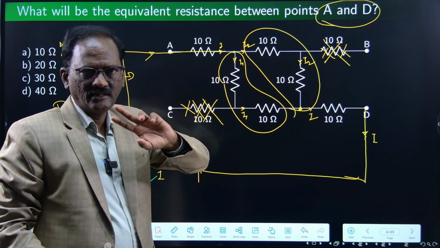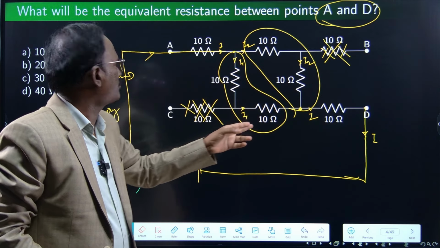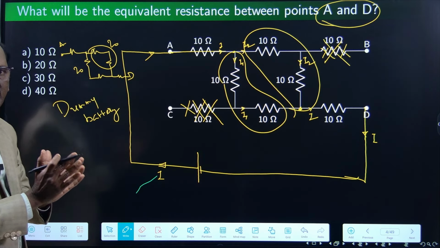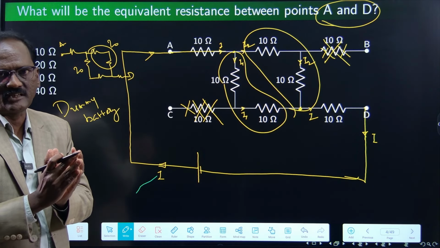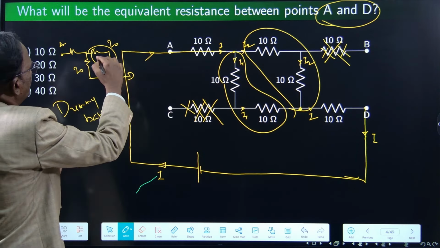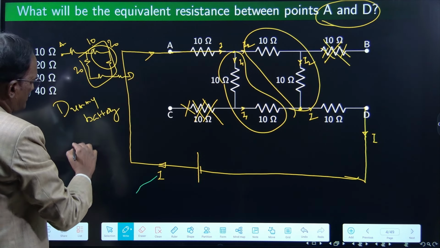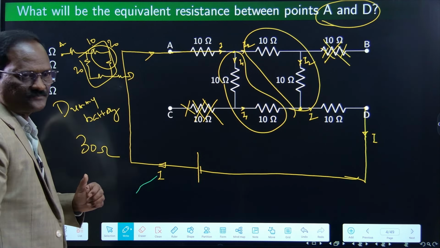So 10 plus 10, 20, 10 plus 10, 20. Look at this circuit. Here it is 20, here it is 20. 20 and 20 are coming in parallel. So the resultant for this part will be 10 ohms. 10 plus 10 plus 10, 30 ohms is the answer, simple.